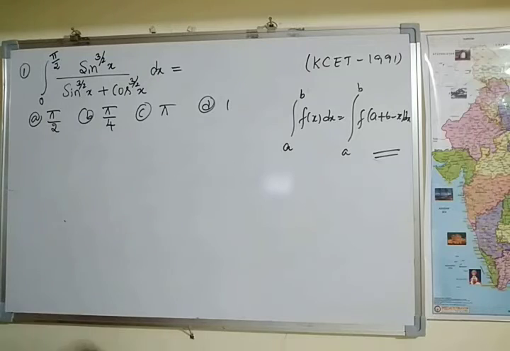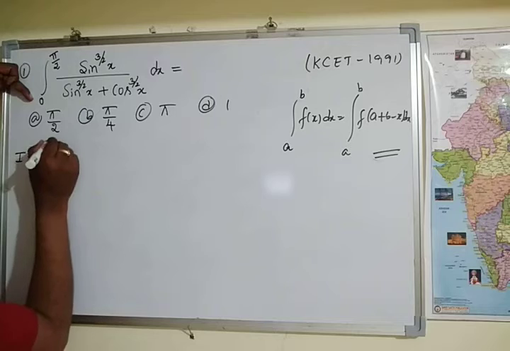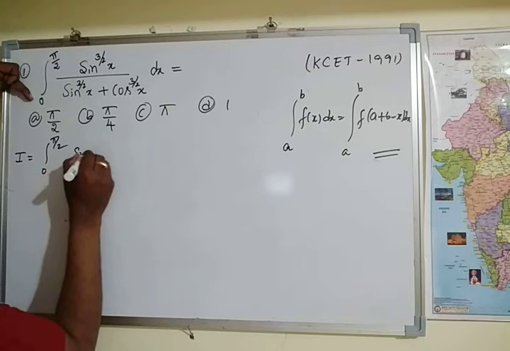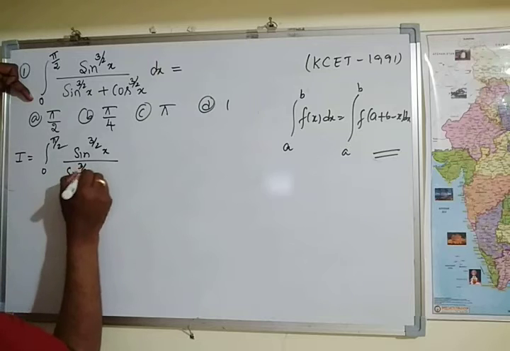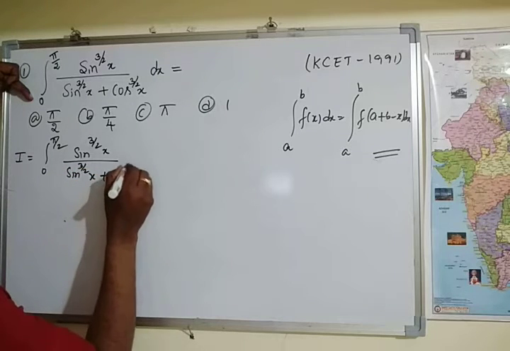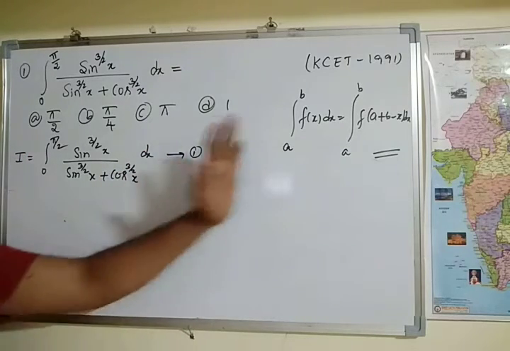Now using this property, consider first I is equal to the given integral from 0 to pi by 2 of sine to the power 3 by 2 x divided by sine to the power 3 by 2 x plus cos to the power 3 by 2 x, dx. Consider this equation number 1. Now apply this property.